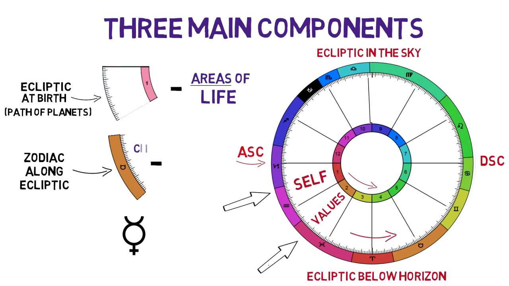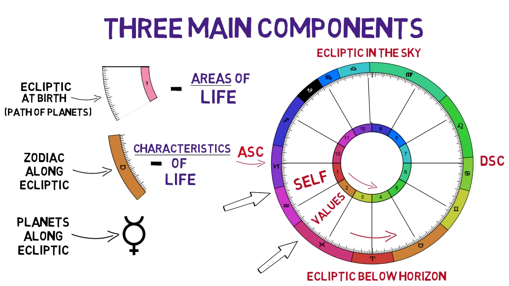It can be said the signs show the characteristics of the sky at the time of your birth. So an easy way of remembering what they represent is thinking of them as the characteristics of life. From the directness of Aries to the receptiveness of Pisces, the zodiac signs show the qualities that come through our life. The last component, the planets, represent the experiences in our life.